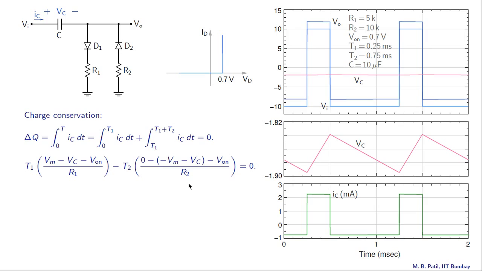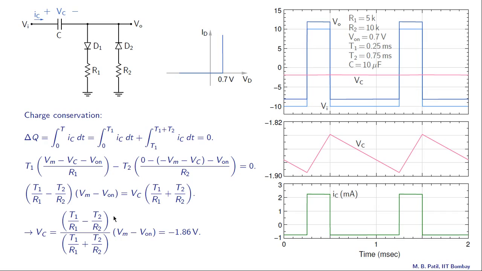Now it's a simple matter of solving this equation for Vc. Let's take Vc on one side, and we get T1 by R1 plus T2 by R2 times Vc here, and everything else on the other side, and that gives us the value of Vc. And for this example, with the numbers given here, Vc turns out to be minus 1.86 volts, and of course it agrees well with our simulation results.